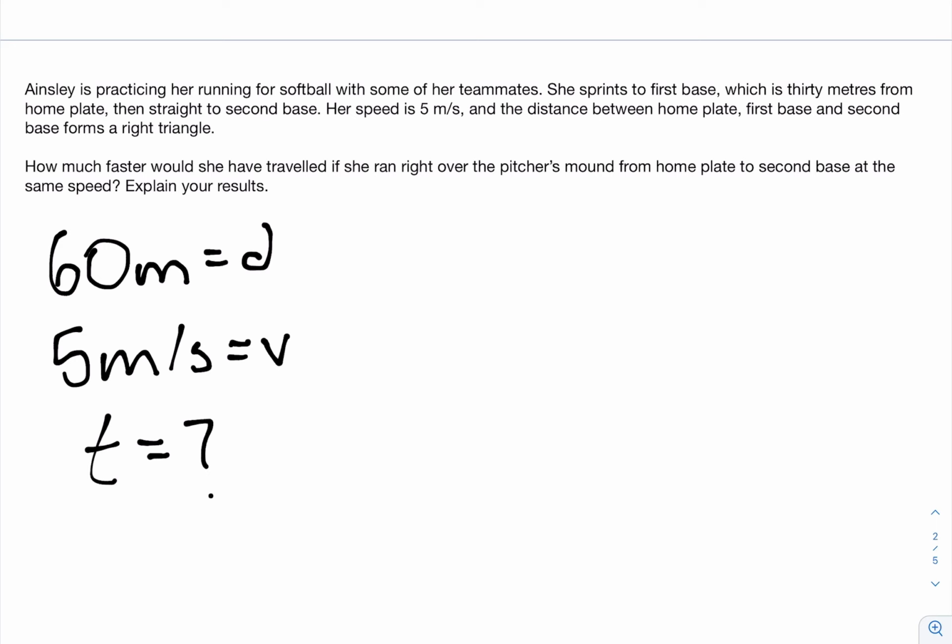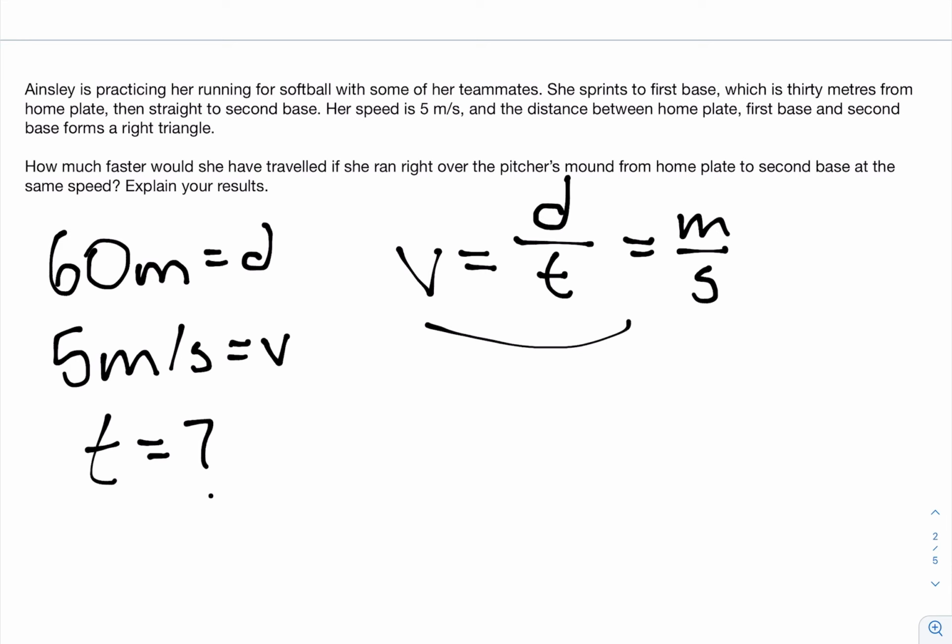And we're not sure how long it takes her quite yet to go from home to first to second the conventional kind of way. So if we know the equation here, the velocity is our distance traveled divided by the time it takes, right? That's where we get meters per second because our time is in seconds, and our distance is in meters. And that's where the two kind of correlate. Velocity in meters per second, that's where the unit comes from. So v is the distance over the time. So that means we can rearrange this a bit and get that time is the distance divided by the velocity.